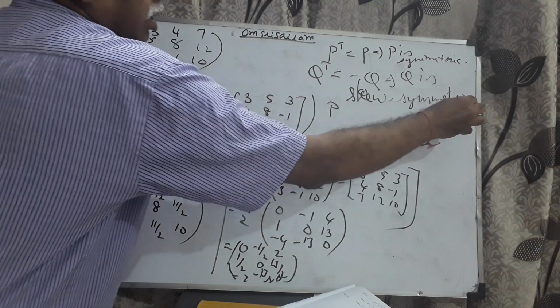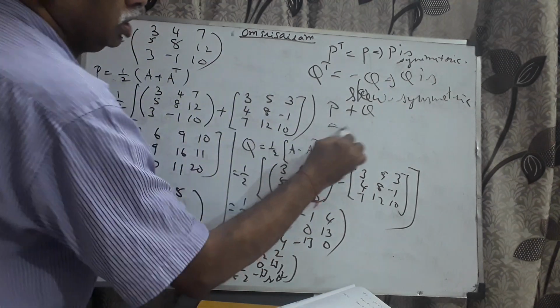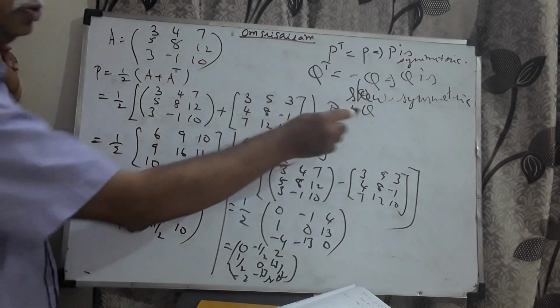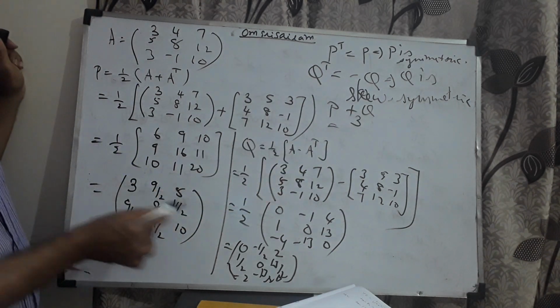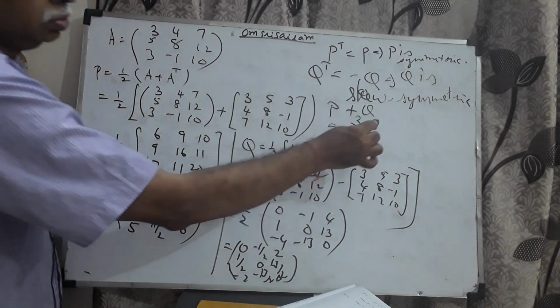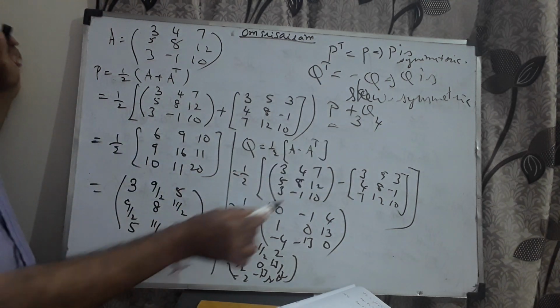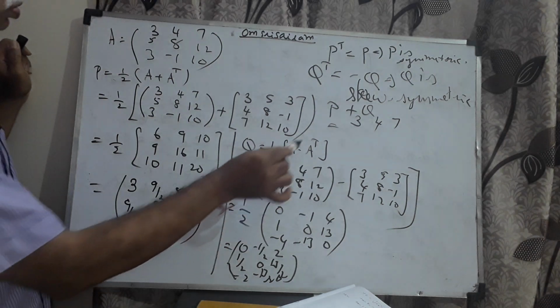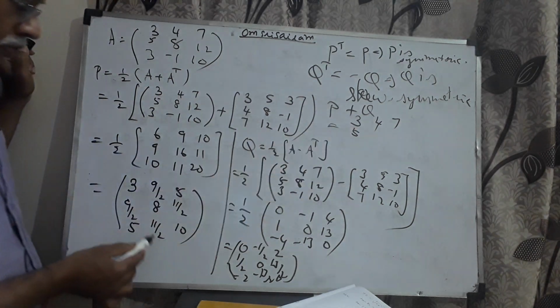Then try to find P plus Q. I don't have enough space. Let me just add up and tell you. 3 plus 0, which is 3. 9 by 2 minus 1 by 2, which is anyway 4. 5 plus 2 is anyway 7. 9 by 2 plus 1 by 2, which is reduced to anyway 5. 10 by 2 is 5.